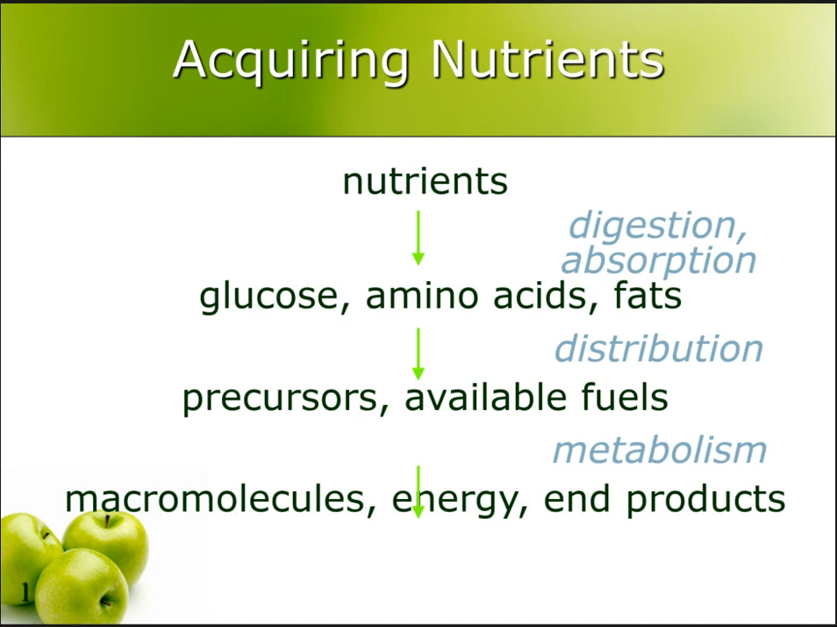Okay, so when you acquire nutrients, and you're talking about you in particular, we digest and absorb them and break them down into things. So you've got glucose, amino acids, fats, right? Amino acids build proteins. Glucose is a sugar. Those build carbohydrates, right? And so those get distributed around the body. They are precursors to building things. They may be fuel, right? They may be catalysts, whatever. And then we're going to build macromolecules. We're going to use energy, store energy, and we're going to get some sort of end product that is useful.